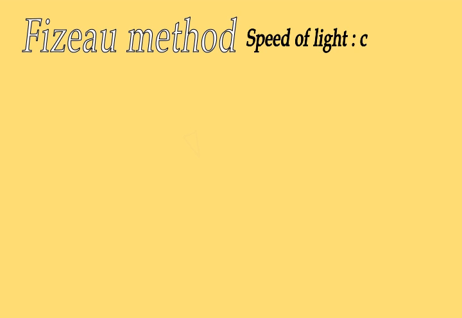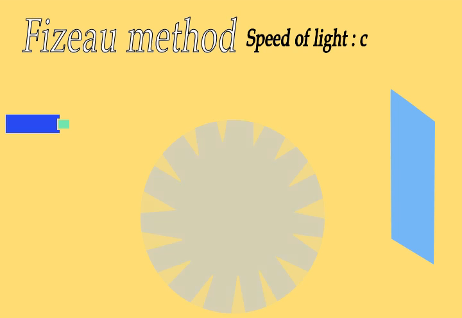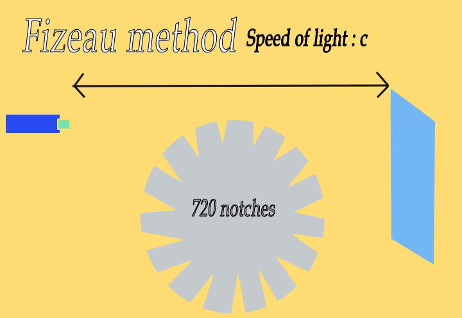In an experiment, the speed of light, c, is measured using the apparatus of Fizeau, which contains a light source and a mirror. Between them is a wheel with 720 notches. The distance between the light source and the mirror is 11.45 km, and the experimental value of c is 2.998 times 10 to the power 8 meters per second.